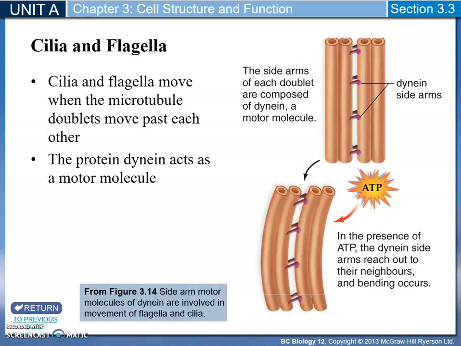So cilia and flagella move when the microtubule doublets move past each other. And the protein dynein acts as a motor molecule in this case. And you can see it's illustrated here in the diagram. So the movement of the arms then allows for movement of cilia and flagella. Once again, it requires ATP to provide the energy in this case.